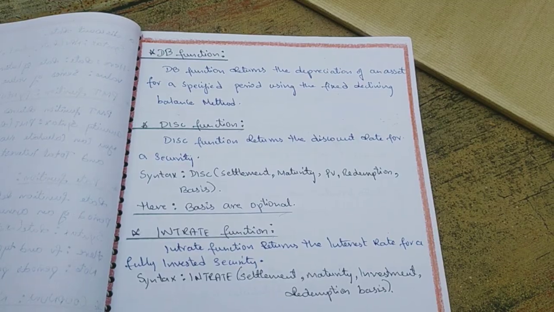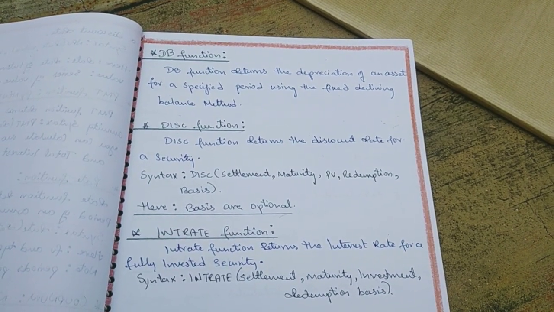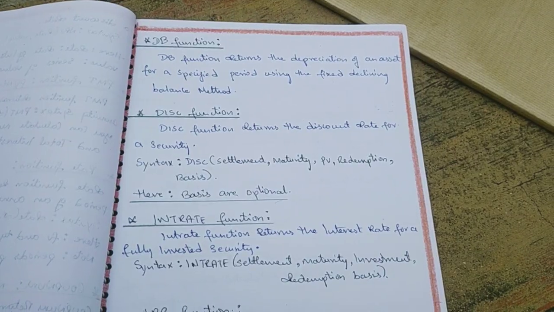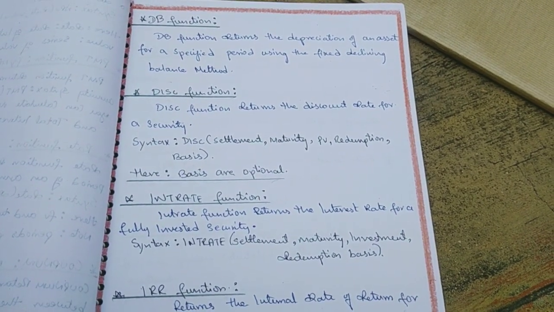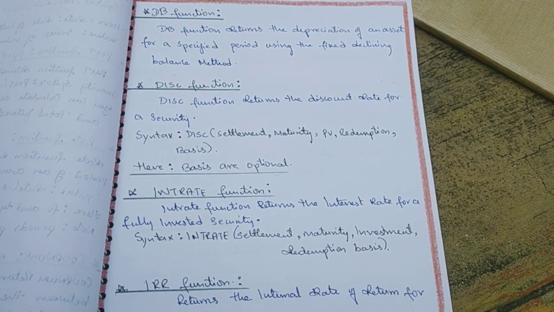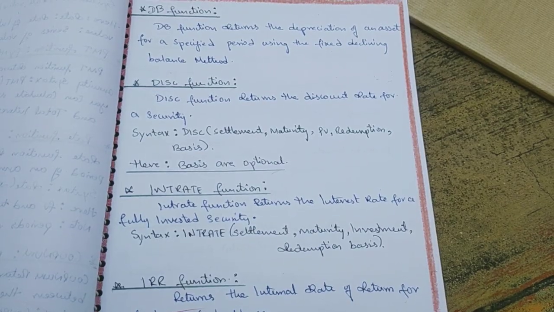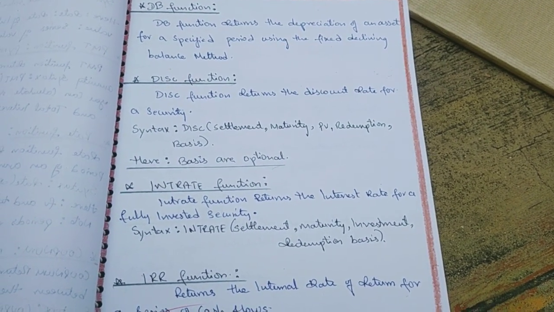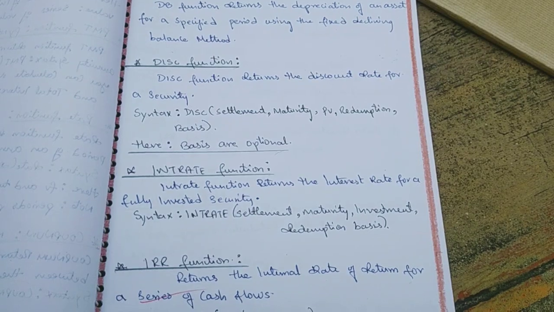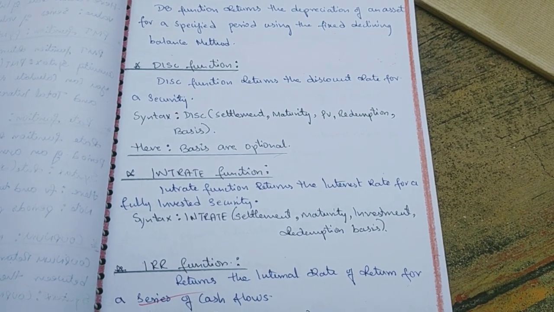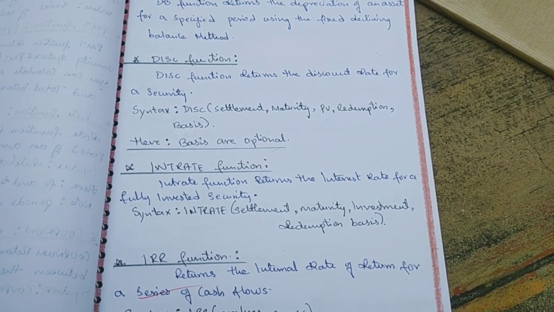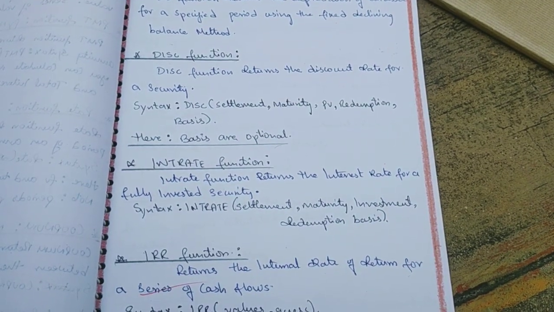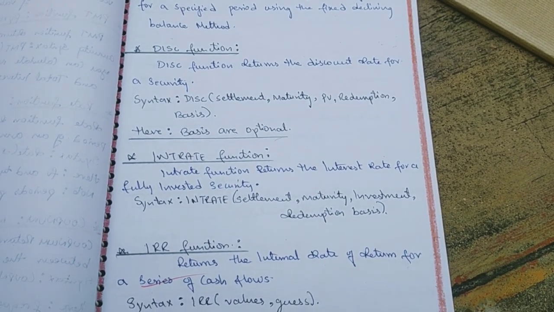The DB function returns the depreciation of an asset for a specific period using the fixed declining balance method. The DISC function returns the discount rate for a security. The syntax is disc, settlement, maturity, PV, redemption, etc. The INTRATE function returns the interest rate for a fully invested security. Syntax: equal, intrate, open bracket, settlement, maturity, investment, and redemption.